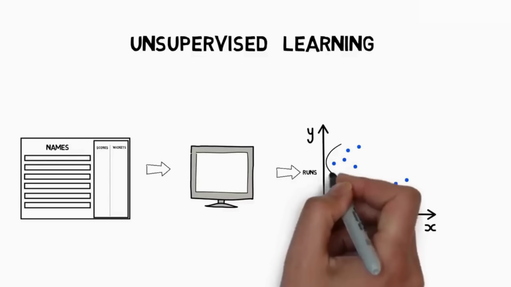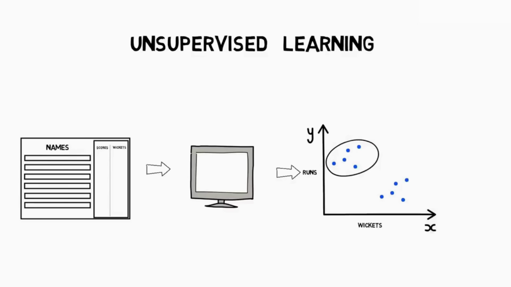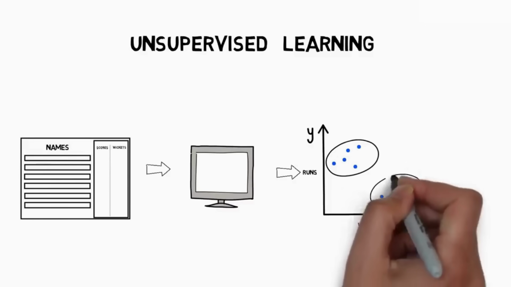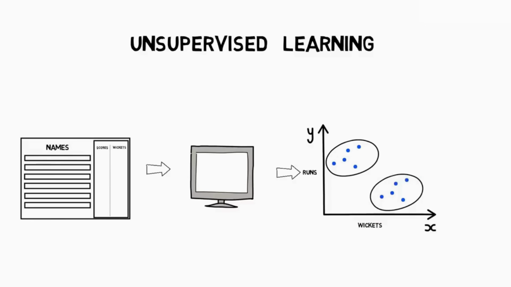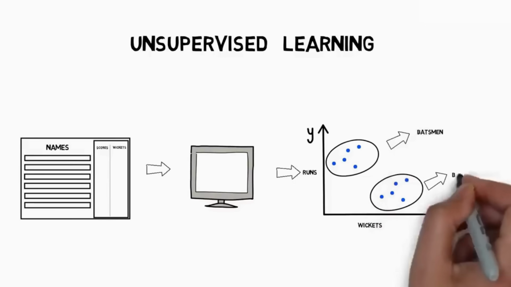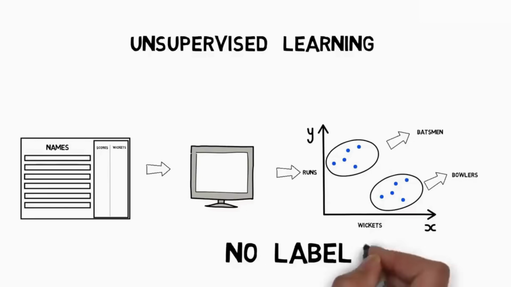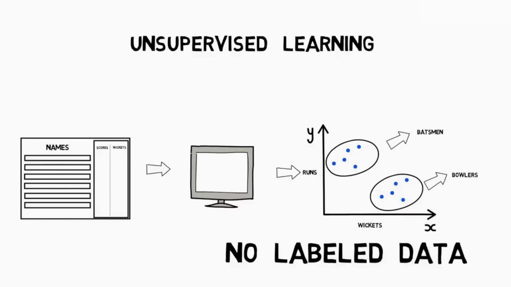The one cluster are the players who scored high runs and took less wickets, while the other cluster is of the players who scored less runs but took many wickets. So here we interpret these 2 clusters as batsmen and bowlers. The important point to note here is that there were no labels of batsmen and bowlers. Hence, the learning with unlabeled data is unsupervised learning.